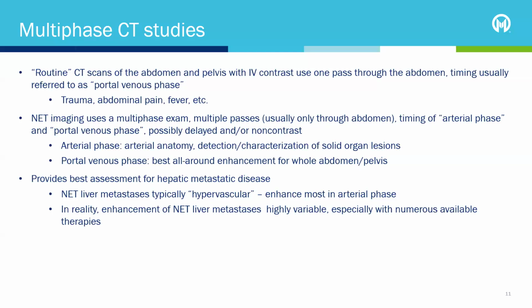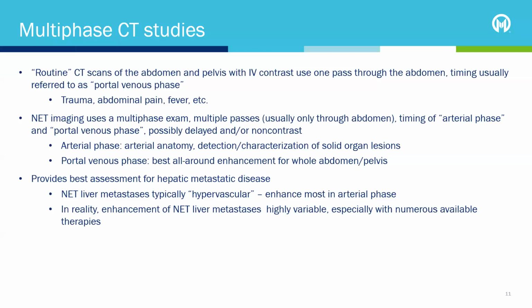But in neuroendocrine tumor imaging, we use multi-phase imaging. What that means is multiple passes through the CT scanner. And usually that's only through the abdomen, although sometimes it may be the abdomen and pelvis. And the timing of those images, and what I mean by that is, you've got an IV in. Before the contrast is injected, that's what we call a non-contrast scan, because you've got no contrast in your body.